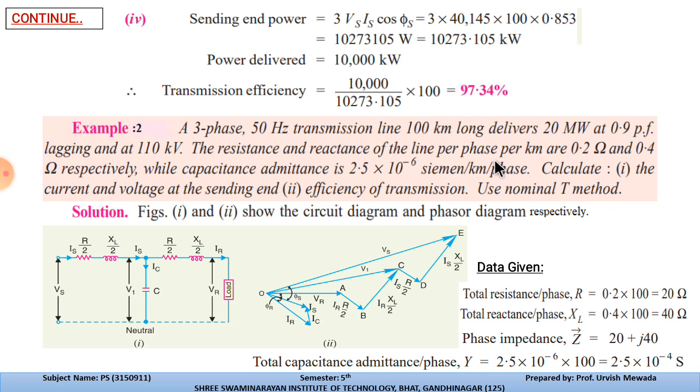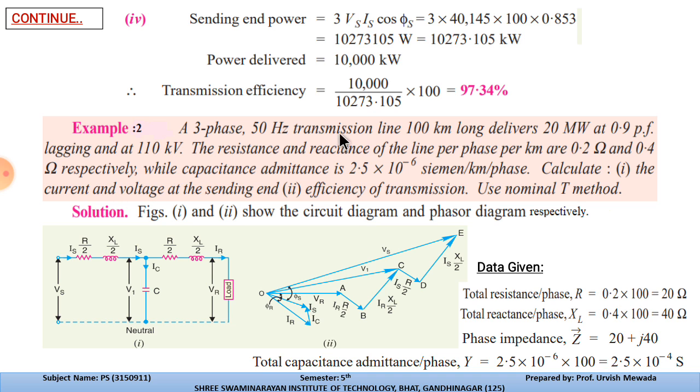Let us see one example again. In this example, a three-phase 50 hertz transmission line, 100 km long, is delivering 20 megawatt of power at 0.9 power factor lagging and at 110 kV. The resistance and the reactance of the line per phase are given, that is 0.2 and 0.4. This is the resistance of the line and this is the reactance of the line respectively.